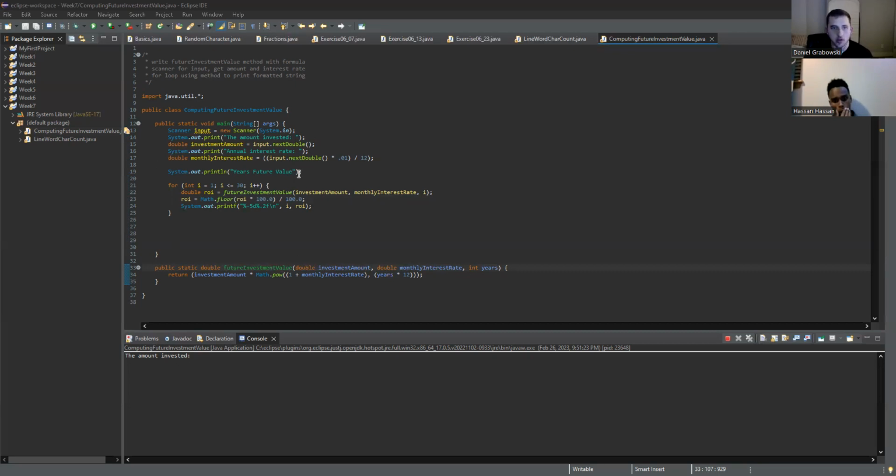And then this print statement is just the header for the table. And then we have this for loop here, and it starts at I equals 1 up to I equals 30, incrementing by 1 each time. And that will account for the year of the investment. And then here we have this double ROI, which is the return on investment. And it uses the value returned by our method with these arguments, the investment amount, monthly interest rate, and then I, which I mentioned before, is the year.